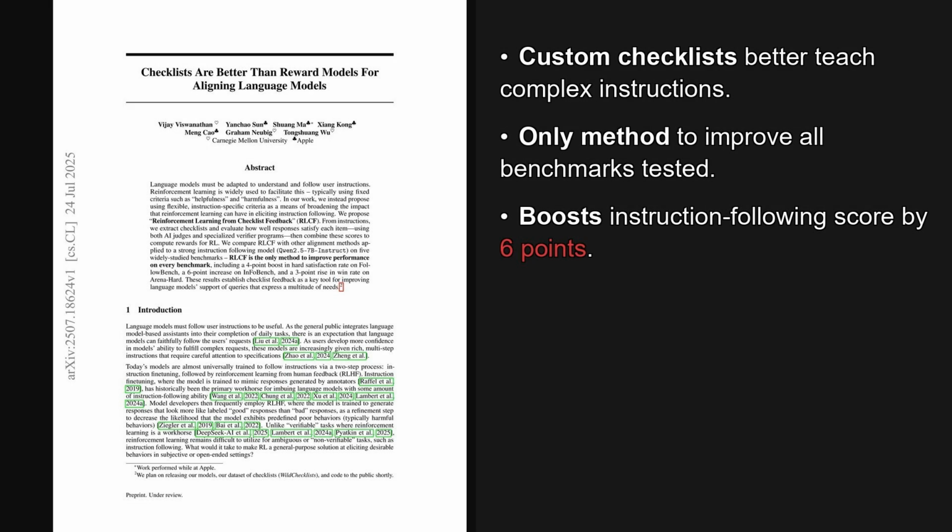So to wrap things up, the big takeaway is that using these dynamic, instruction-specific checklists is a more robust way to teach models how to follow complex instructions. The proposed method, reinforcement learning from checklist feedback, or RLCF, was the only approach that improved performance across every single benchmark. It works by creating a custom checklist for each instruction, scoring the model's response against it, and then using those scores to fine-tune the model. And as we saw, the quality of those checklists is absolutely critical for success.